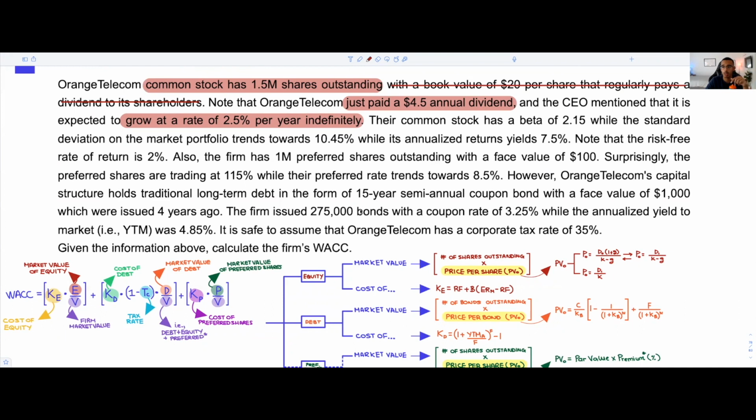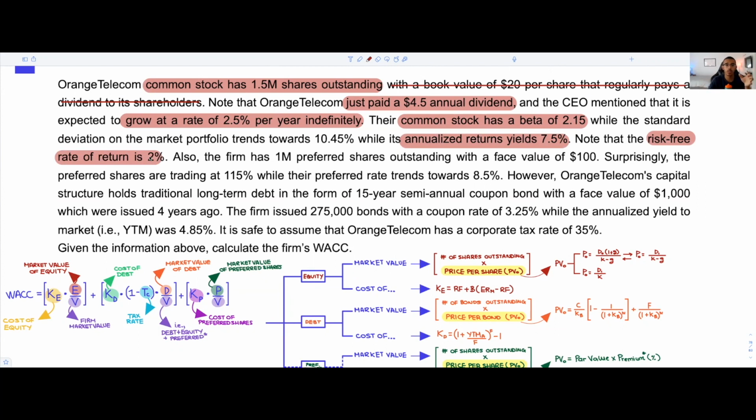Then if we read the next sentence, their common stock has a beta of 2.15, while the standard deviation on the market portfolio trends towards 10.45%, while its annualized returns yield 7.5%. Let's highlight the stuff that we need. Common stock has a beta of 2.15. That's exactly what we need for our cost of equity. The deviation, blah, blah, blah, we don't care. What we do care about is the returns on the market portfolio, which is 7.5%. And they tell you that the risk-free rate is 2%.